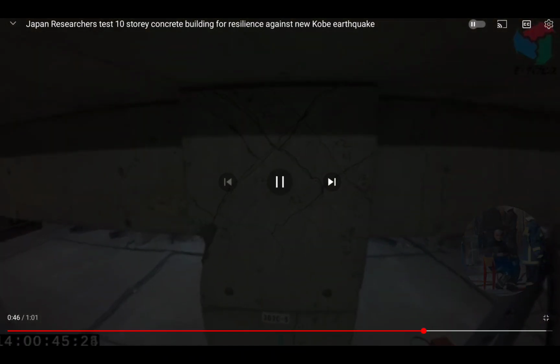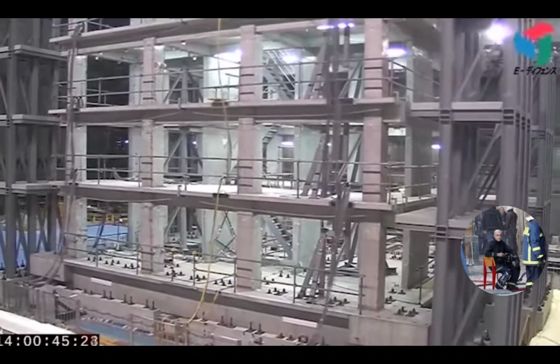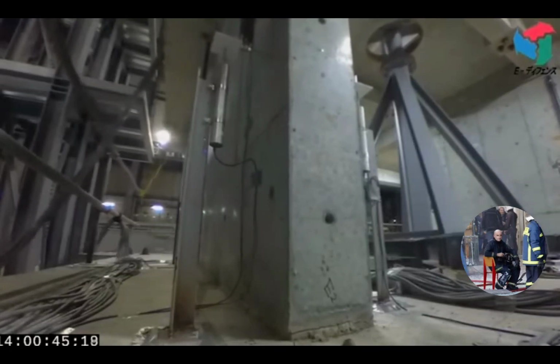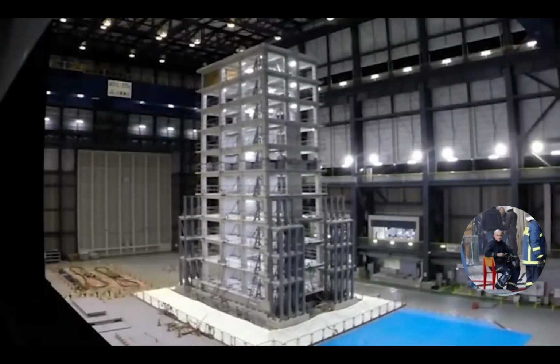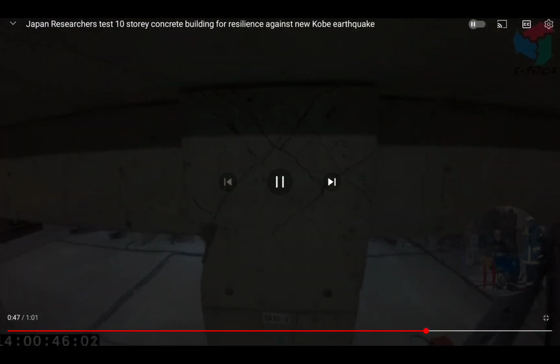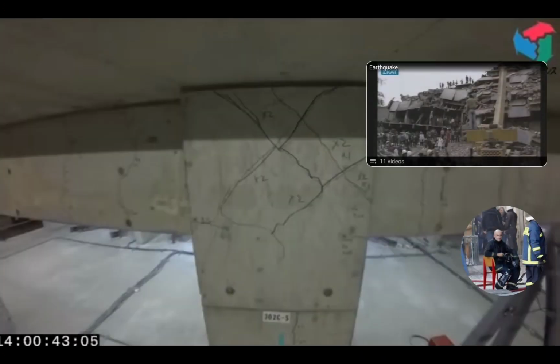NIED aims to use its research to implement disaster prevention measures in public institutions and increase preparedness for future earthquakes. The simulation took place at the E-Defense three-dimensional full-scale earthquake testing facility in Kobe, which investigates why and how structures collapse. Let's go back to the prevention measure. That's the one I wanted right there. All right, so let's look at this one.